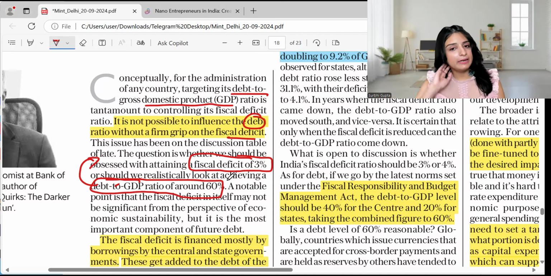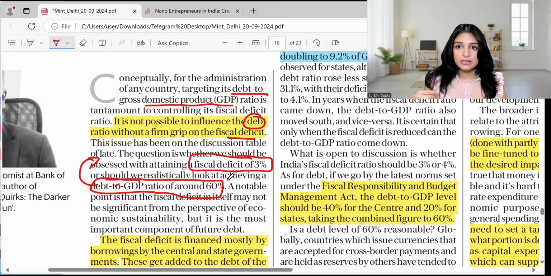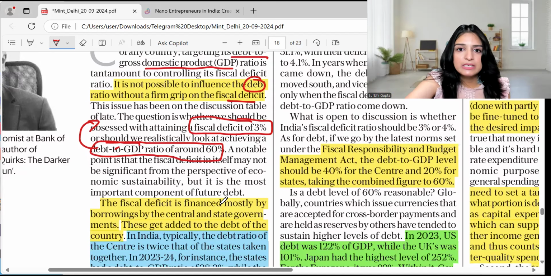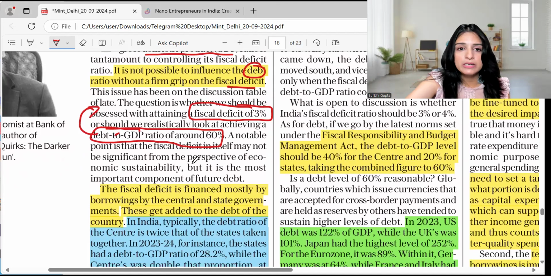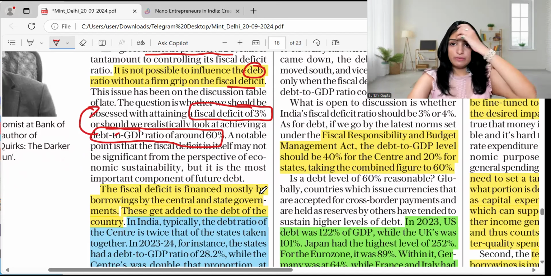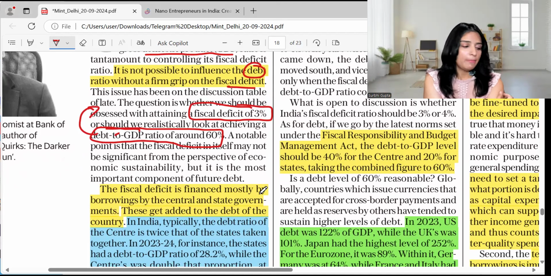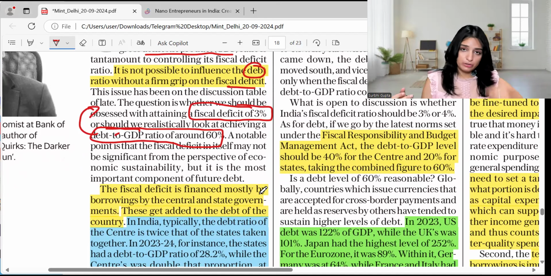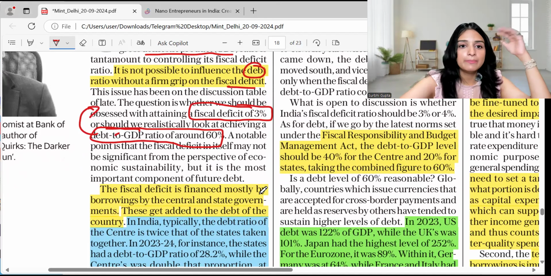That's what they're saying, that the debate is: should we maintain a fiscal deficit of 3% or should we maintain a debt to GDP ratio of 60%? A notable point is that fiscal deficit in itself is not significant from the perspective of economic sustainability, but it is the most important component of future debt, right? So fiscal deficit, on the look of it, may not seem very useful right now, but how much the fiscal deficit will be will decide how much your future debt will be, like how much you'll borrow. So that is how it becomes important in that sense, right?